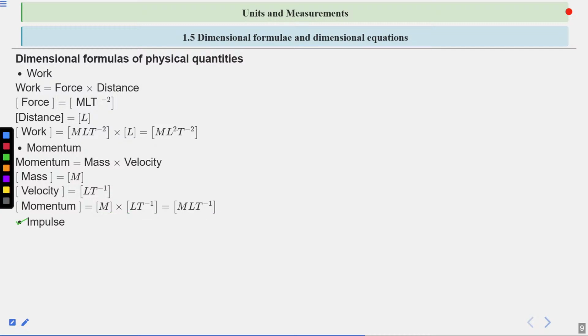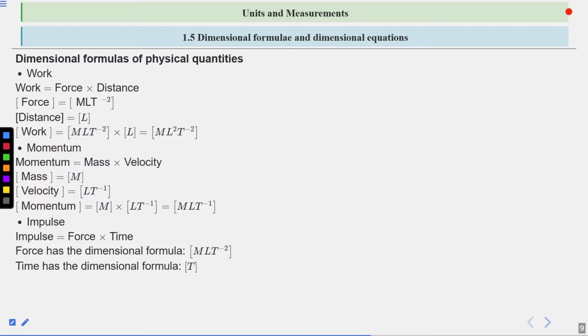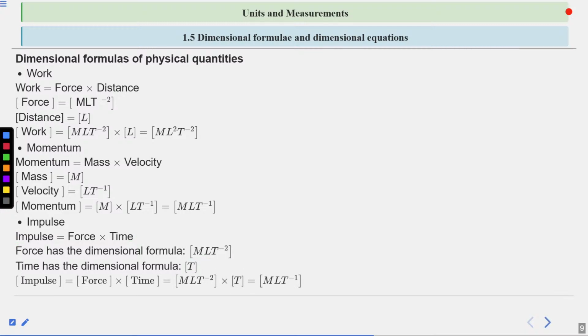Next is impulse. Impulse is equal to force into time. The dimensional formula of force is [M L T^-2], and the dimensional formula of time is [T]. Just substitute the dimensional formulas in the formula and you will get the correct answer. So impulse is equal to force into time, and the overall result is [M L T^-1]. So this is the dimensional formula of impulse. Clear?